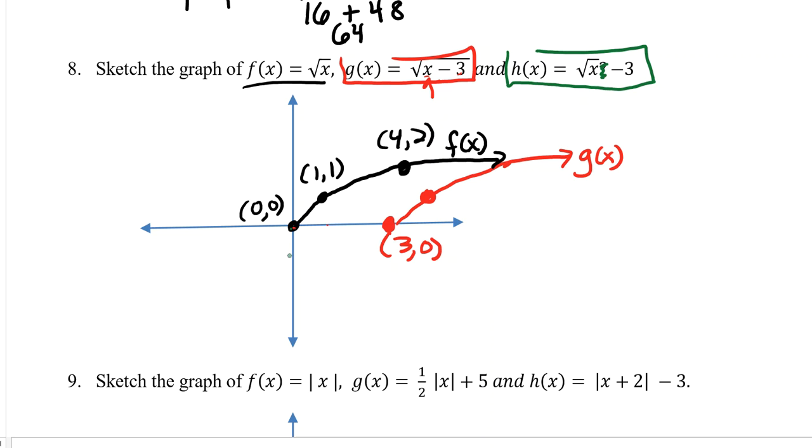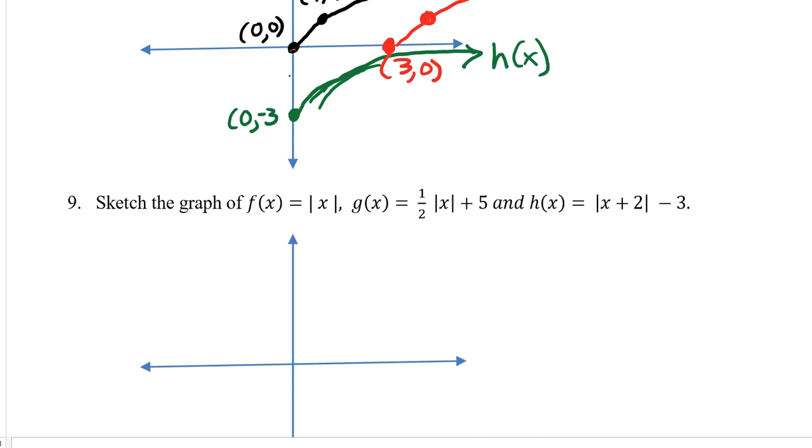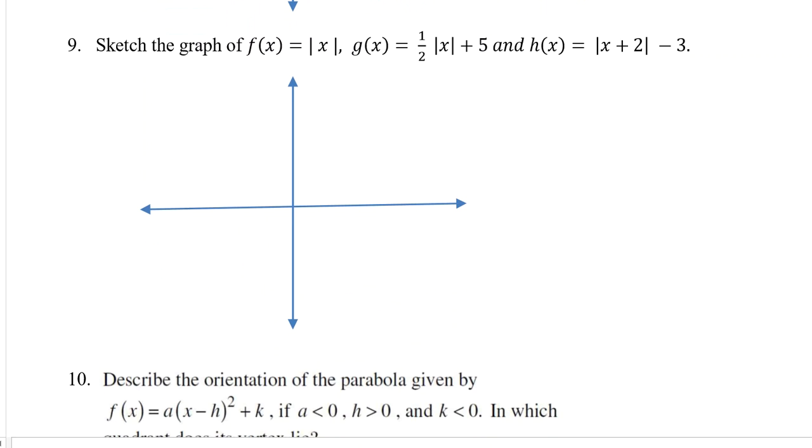So it's our black graph was our original. And we're moving each point down 3 units. So we would start at 0, negative 3. And then it would be the same shape as the black graph, and that would be our h of x. And those might be given again in multiple choice form, so it would be even faster than if you had to graph them yourself.